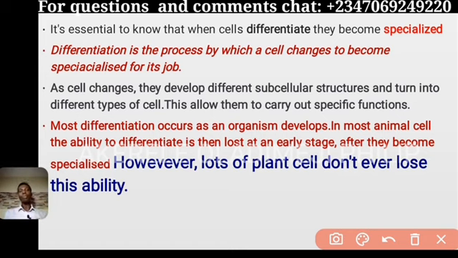But however, in plants, they don't lose this ability. They have cells that can differentiate, they become specialized, even as the plant is growing. But humans, we have it as a baby and it ends there. It only gets bigger. All right.